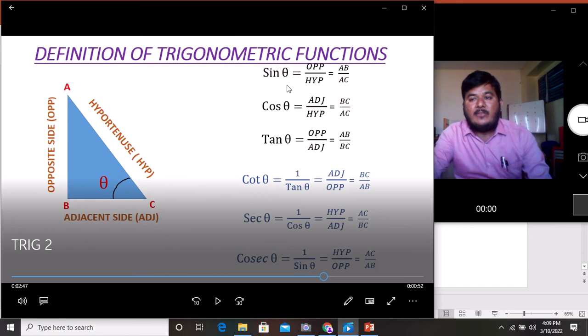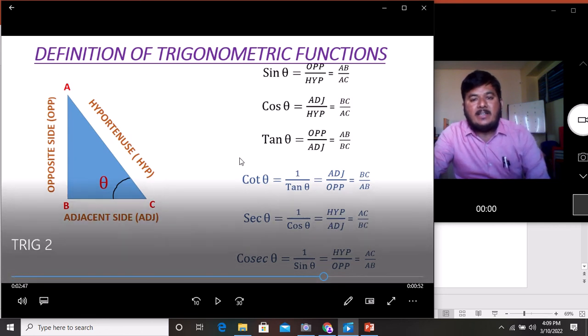Actually, this is the definition of the trigonometric functions. You need to remember at least 3. If you remember them and know the reciprocal relationship, there is no need to remember the remaining 3. Always remember sin theta is equal to opposite by hypotenuse, cos theta is equal to adjacent by hypotenuse, and tan theta is equal to opposite by adjacent. Okay, so this is the definition of the trigonometric functions.